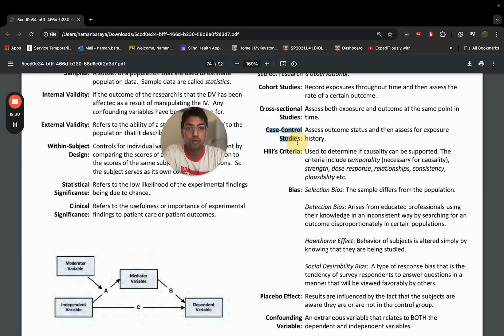And then you have case control studies. So you look at some people in one group, and you look at the outcome first. So you look at how many of these people have lung cancer at this moment in time. And then based on all the people who have lung cancer, you go back and look at their charts and see how many of these people had exposure to smoking. And that's a case control study.